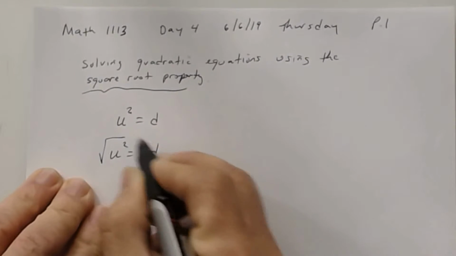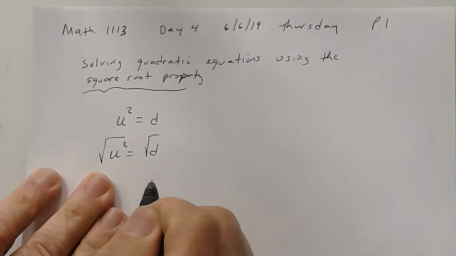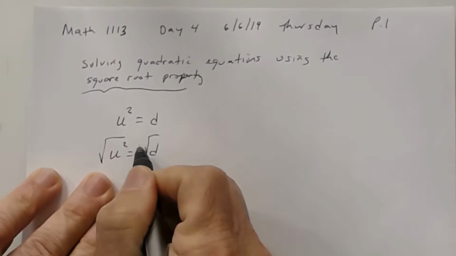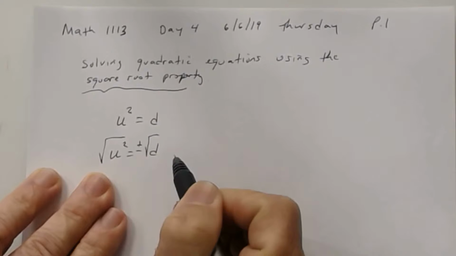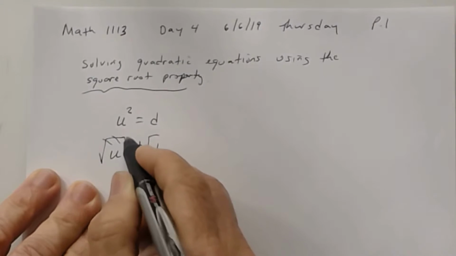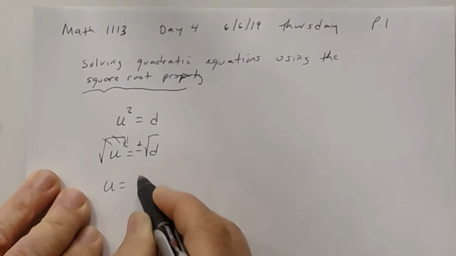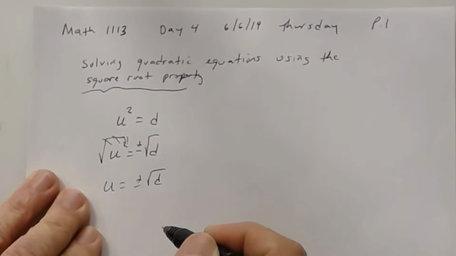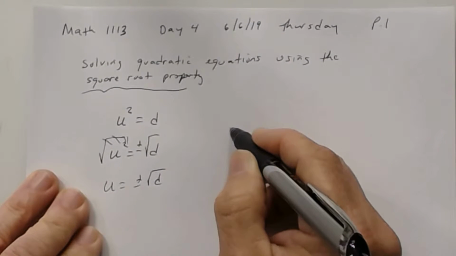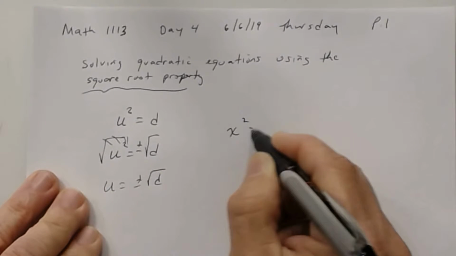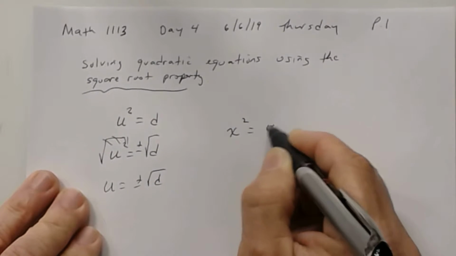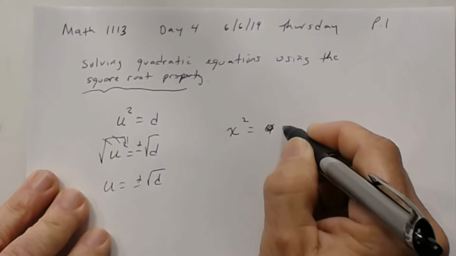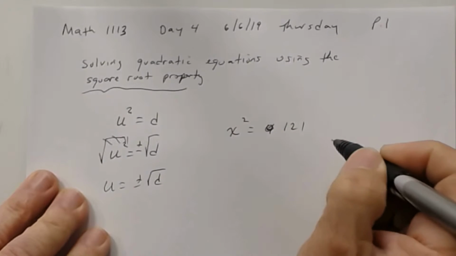So if you take the square root of both sides, but remember we saw yesterday that you need that plus or minus here. And so the square and the square root undo each other, so then u will equal plus or minus the square root of d. Okay? And it kind of makes sense because if you look at a simple example like x squared equals 49, I think we already did 49. Let's say x squared equals 121.